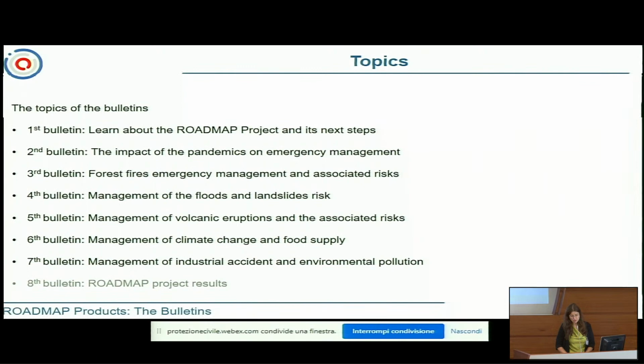Considering that bulletins are very frequent and that it is not really easy to find good practices, the definition of the topics in the project was made in the early stages of the project, and we tried to select topics that take into consideration current issues, like, as you can see, the impact of the pandemic on emergency management, forest fire emergency management and associated risk, management of floods and landslide, management of volcanic eruption and associated risk, climate change and food supply, industrial accident and environmental pollution. While the first and the last bulletin are dedicated to the project.